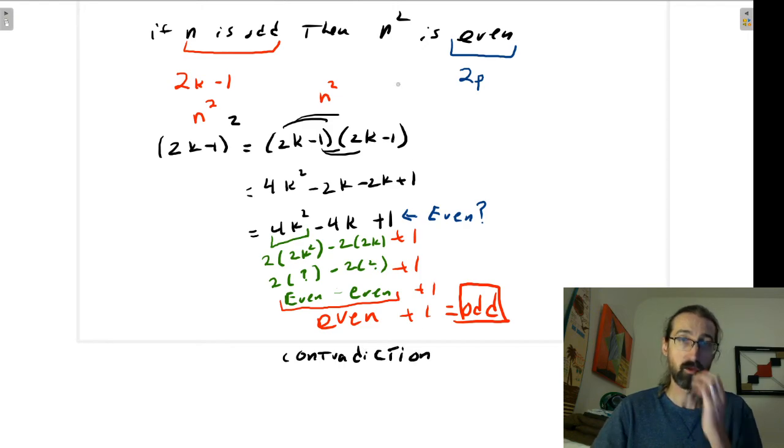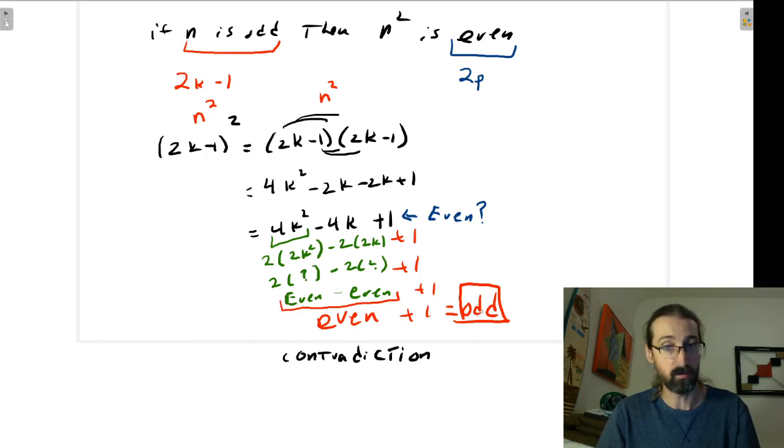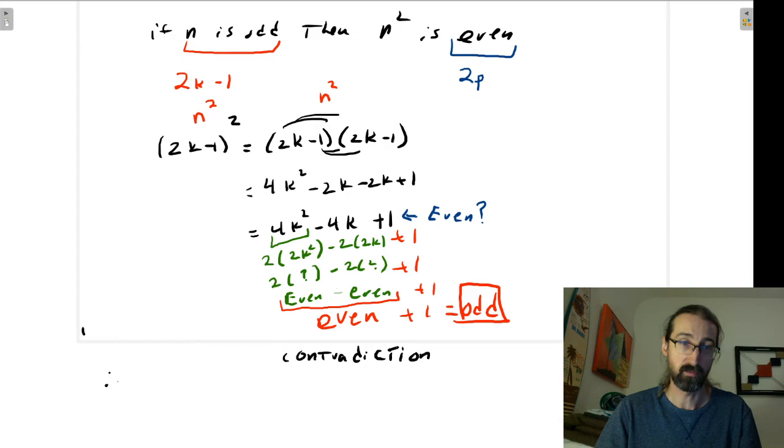Contradiction. So I said that if n is odd, then n squared is even. But here's n squared, here's n being odd: 2k minus 1, 2k minus 1, a bunch of squares. Multiply it out together, I got an even plus 1. That's going to be an odd number. So it's not even, it's odd, right? There's my contradiction. The three dots means therefore.